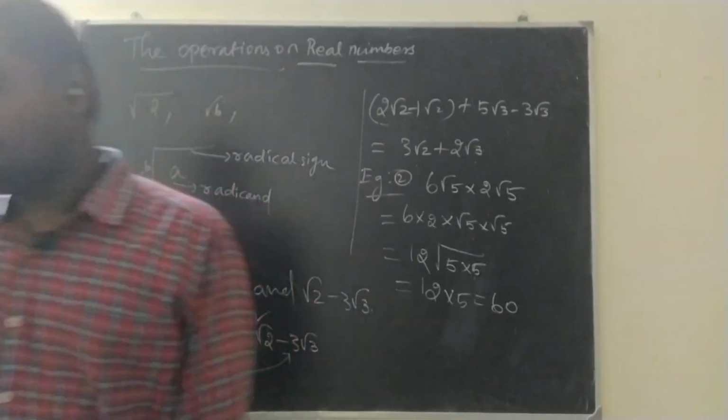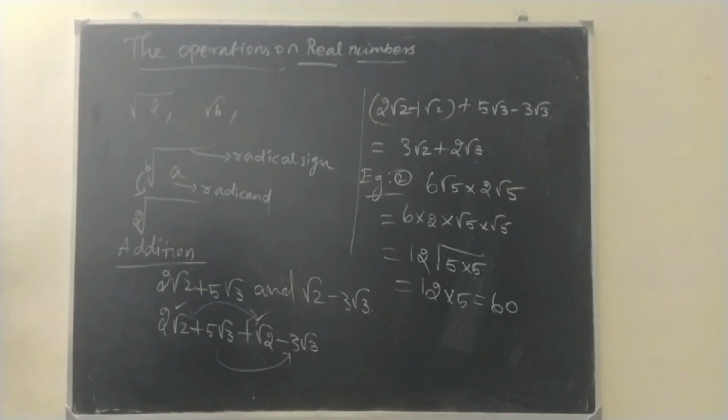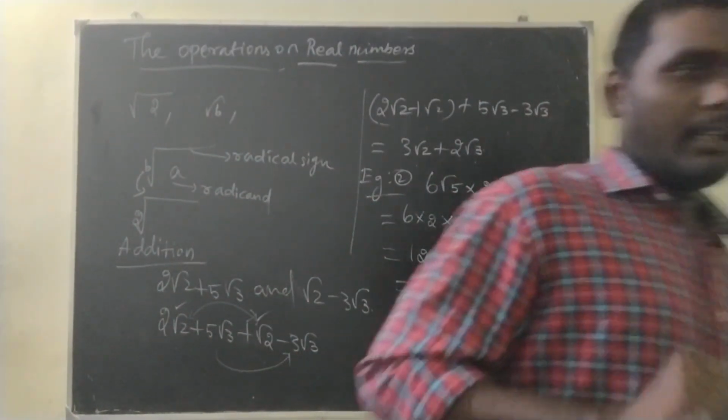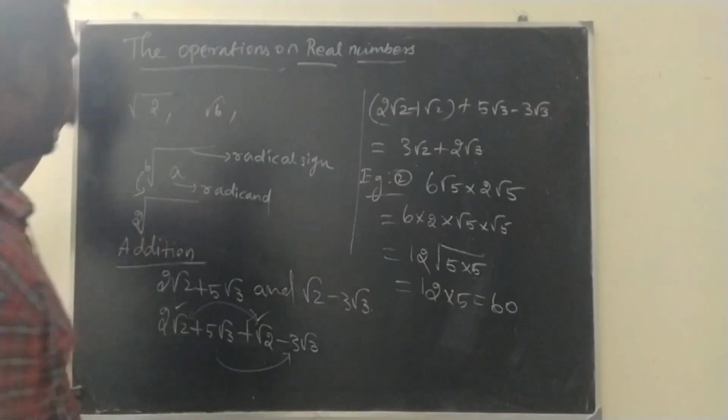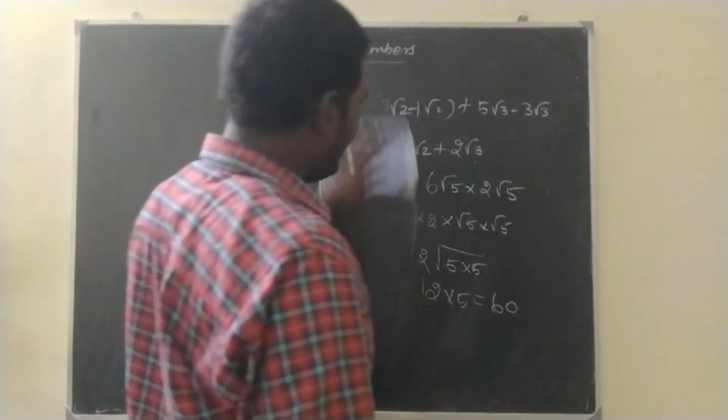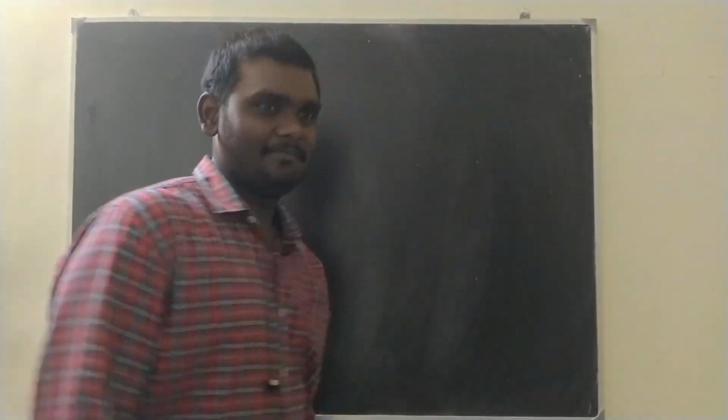Okay. Then there comes the other one: dividing. So what we have seen: addition or subtraction, multiplication, now division. Divide 8 root 5 by 2 root 3.